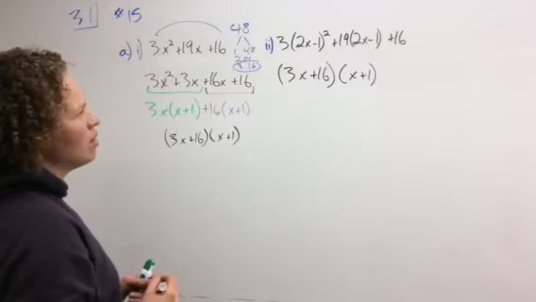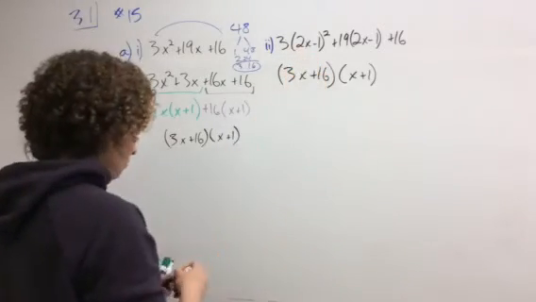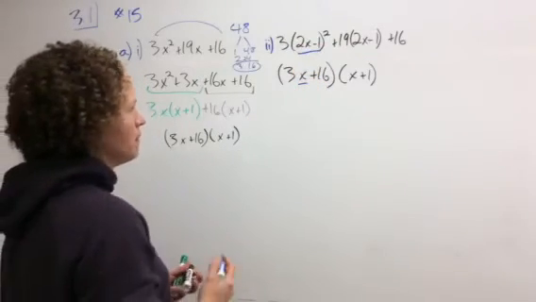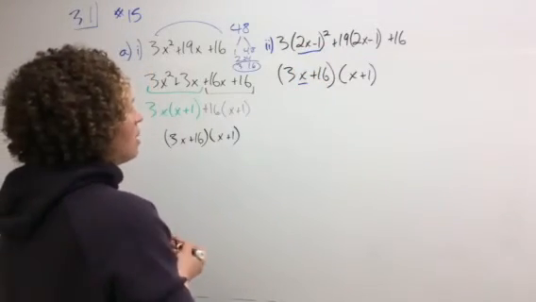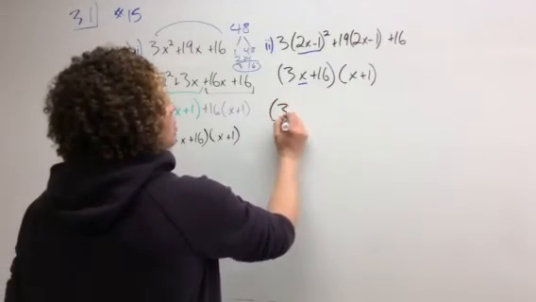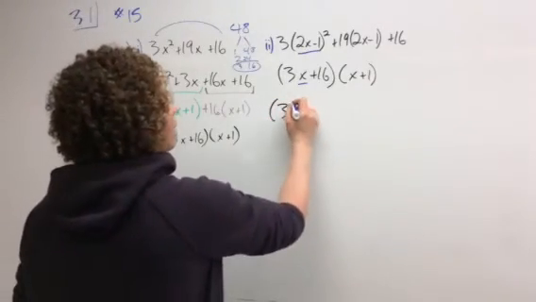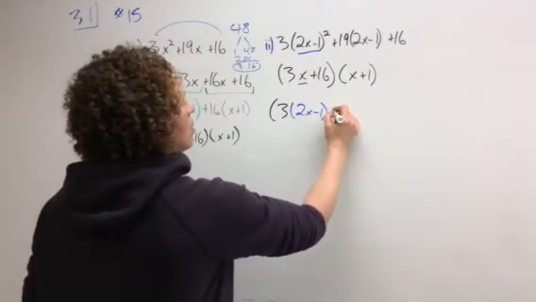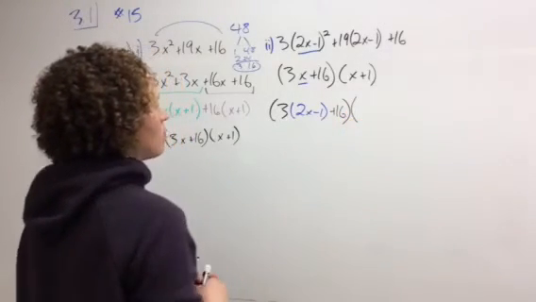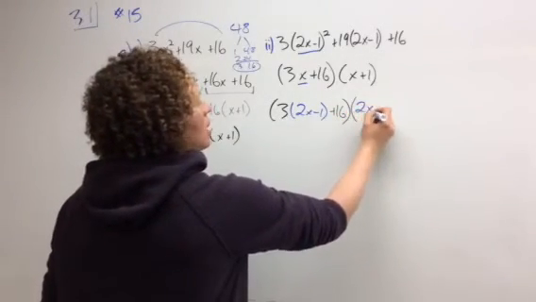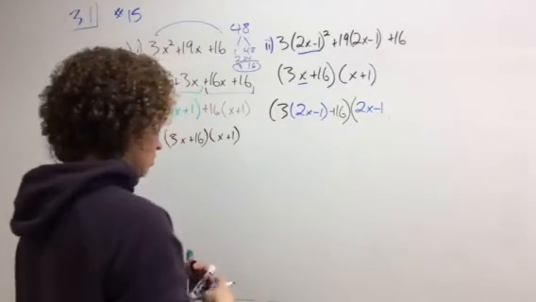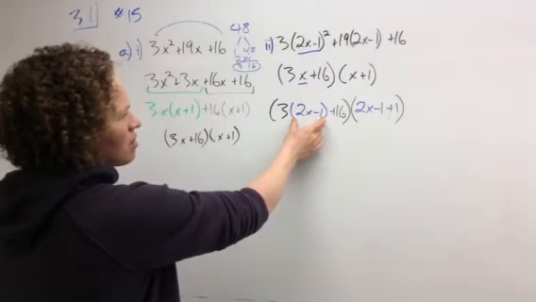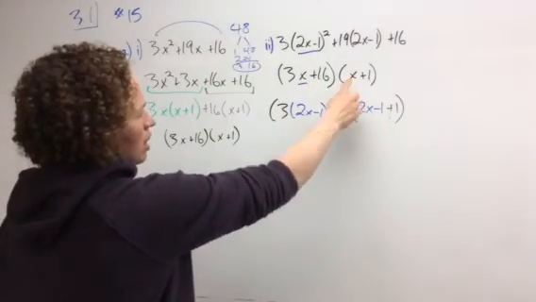So now I'm just going to go, all right, but this has to go in for each of these. So I'm going to write my 3, 2x minus 1 plus 16, 2x minus 1 plus 1. So in the color coding you can see that I've just taken my 2x minus 1 and put it in for the x in each scenario.